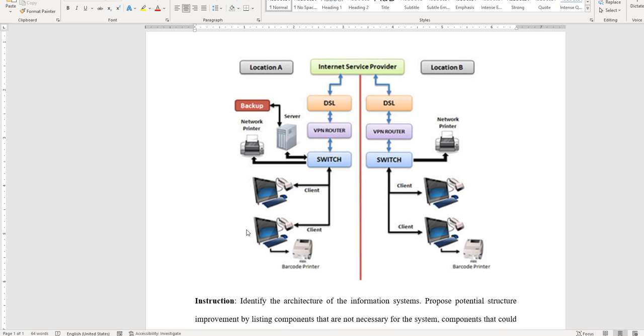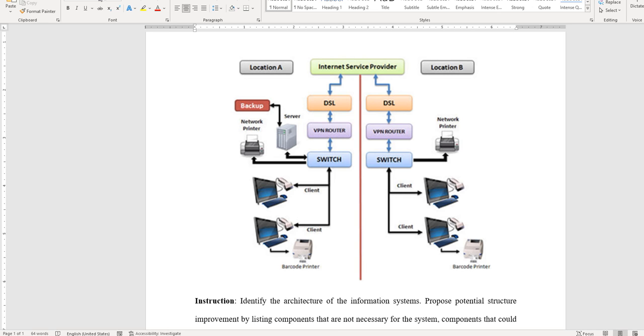Okay, so the network consists of too many wired devices, and the organization should prefer to use wireless devices also. So wireless connections should be established. That is the second recommendation we can make. Third recommendation is regarding backup.